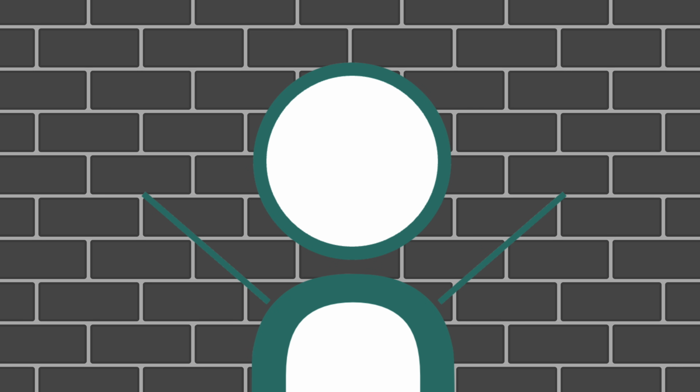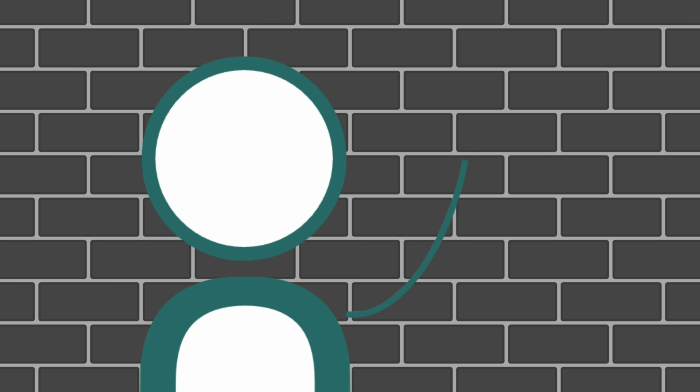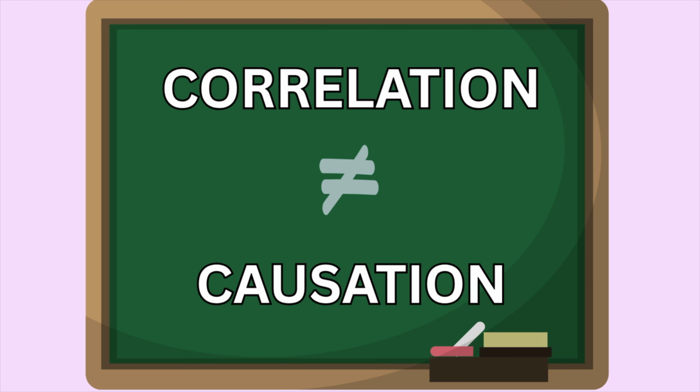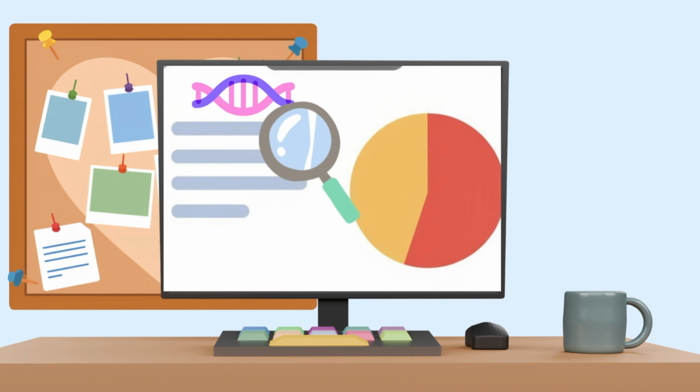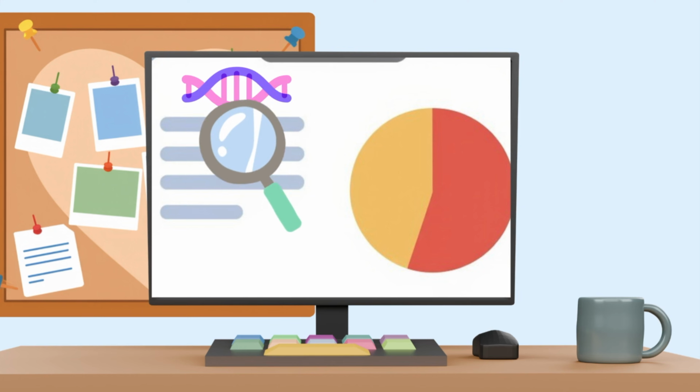Our second challenge is the causal inference problem. We know that science's golden rule is that correlation is not causation, but biostatistics is still trying to figure out what really causes what.